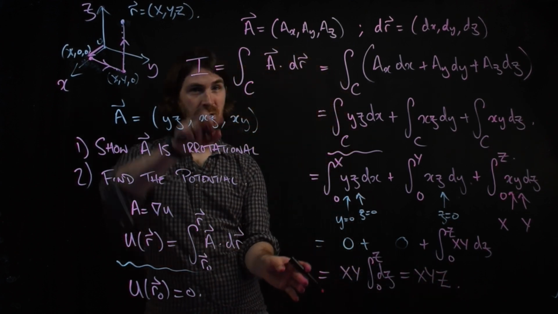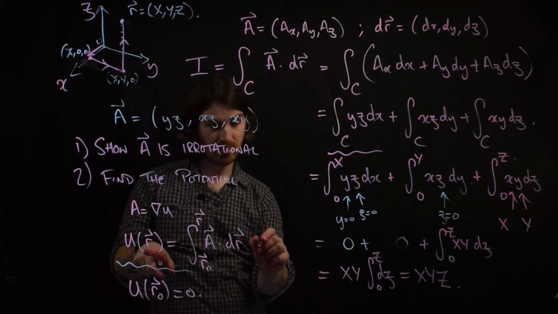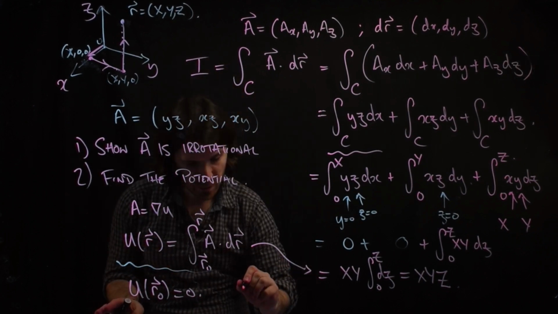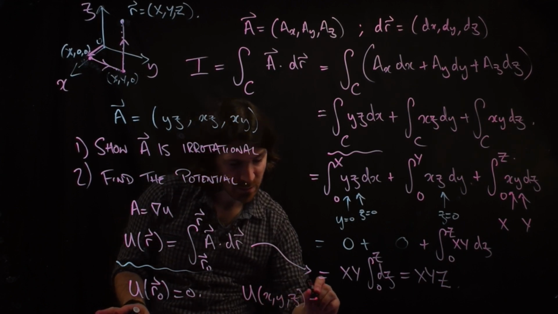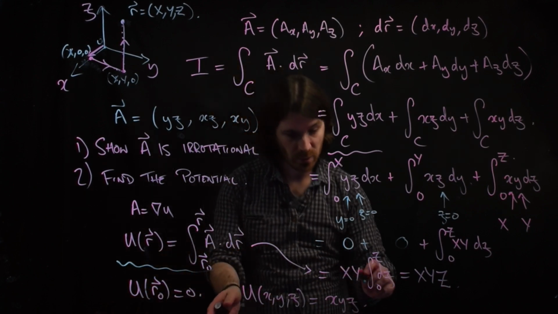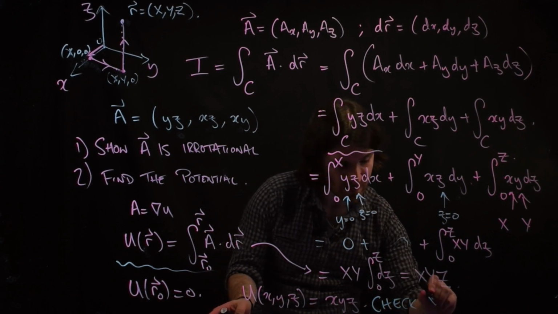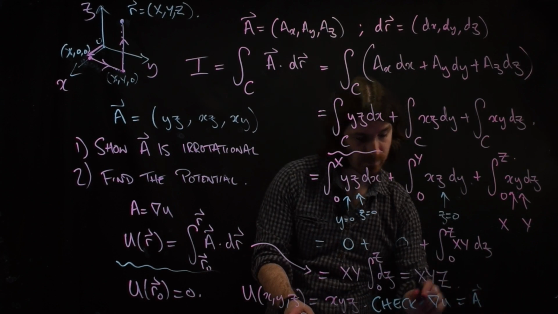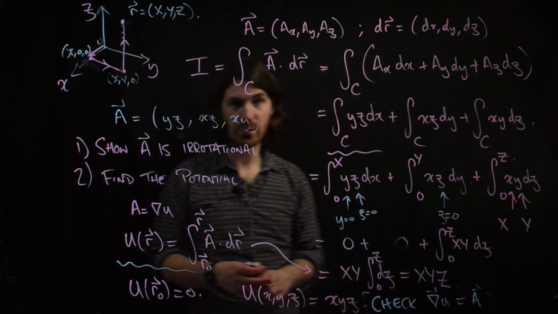Okay, so this is the integral of a dot dr, this thing. Okay, that's our potential u. Okay, so we found that the potential at the point x, y, z is just equal to the product of x, y, and z. All right, and you can check that the gradient of this potential u is equal to a. And I'll leave that as an exercise for you.